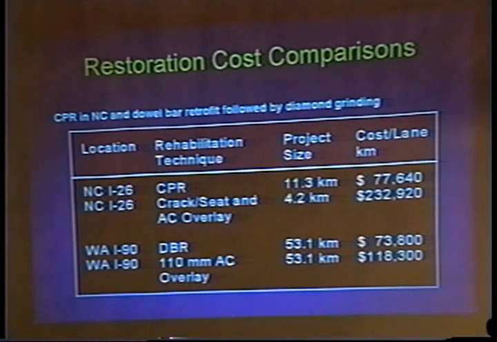Comparison of some rehab restoration techniques that were used in North Carolina and Washington. On North Carolina I-26, we used concrete pavement restoration, which in this example consisted of dowel bar retrofit followed by diamond grinding. It was on a project size a little bit different than what the crack and seat and the AC overlay was, but it showed that it was significantly less than the other method there. In Washington on I-90, a dowel bar retrofit used as a rehabilitation technique cost significantly less than the AC overlay that they had put down.